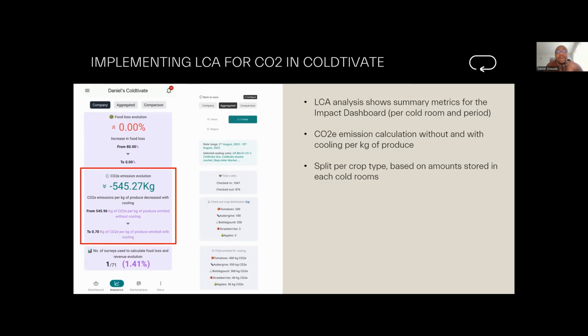Now, by combining these views, which is food loss, emission, crop level breakdown, storage activity, and so on and so forth, the Cultivate app empowers operators and decision makers to track their environmental impact in real time, identify opportunities to further cut emissions, improve efficiency and revenue, and then minimize waste across their operations, right? So in short, the dashboard makes the climate and economic benefits of cold storage visible, measurable, and then actionable. So this is very key for us to emphasize.